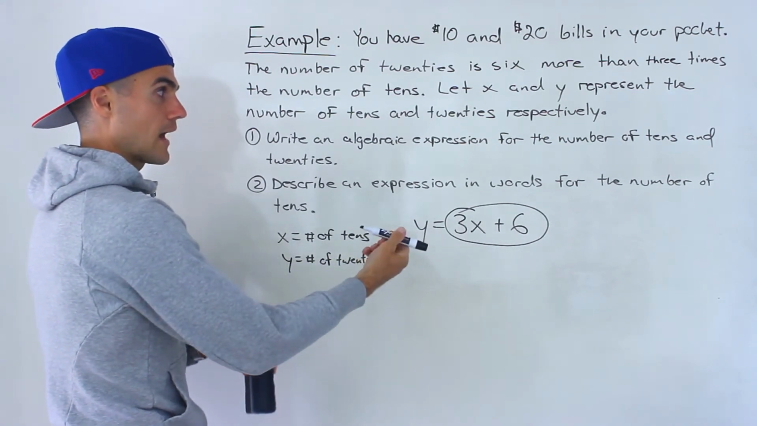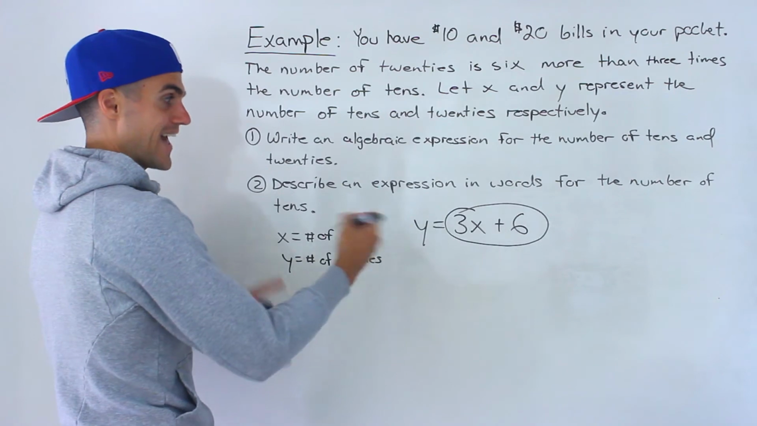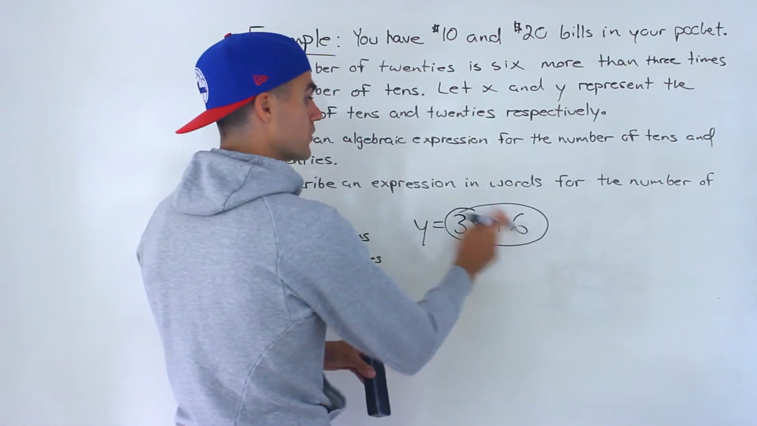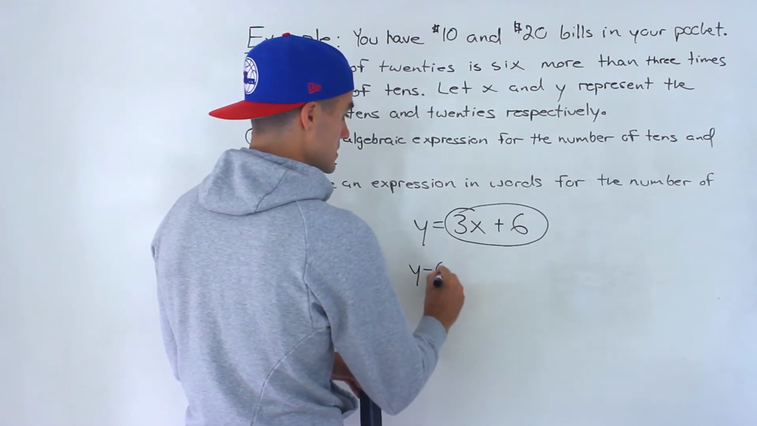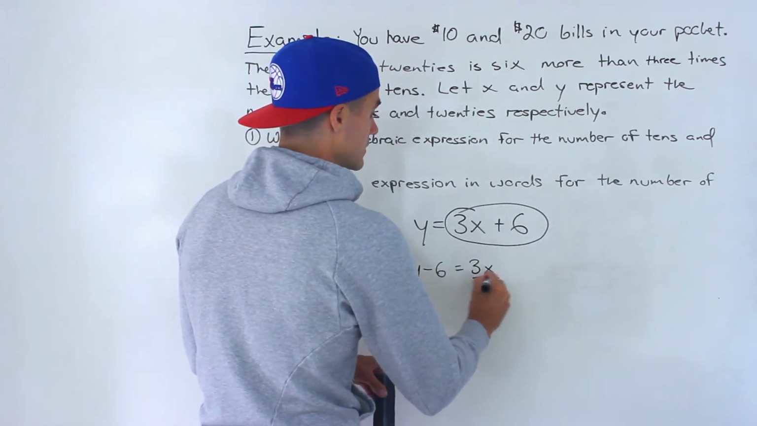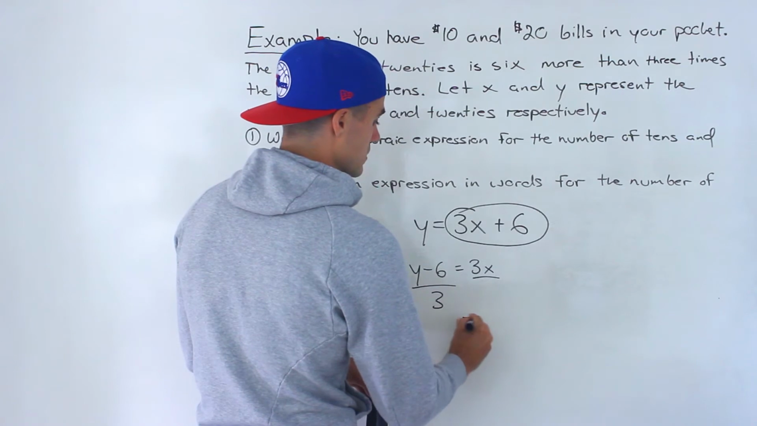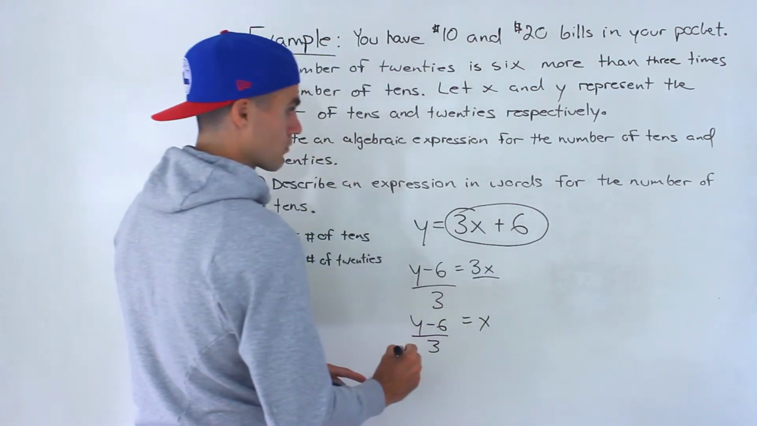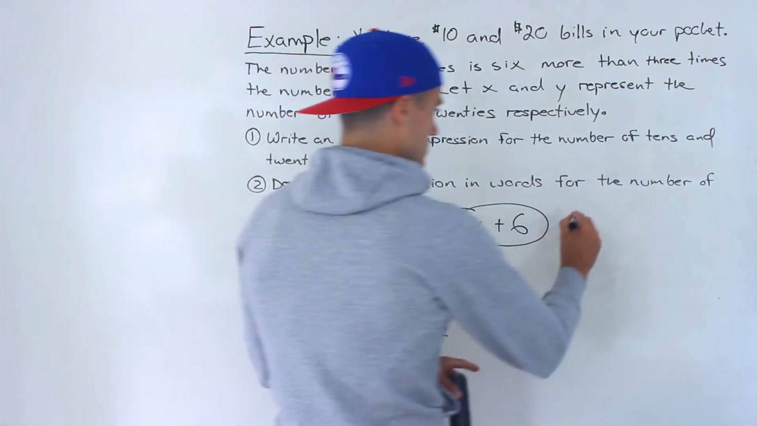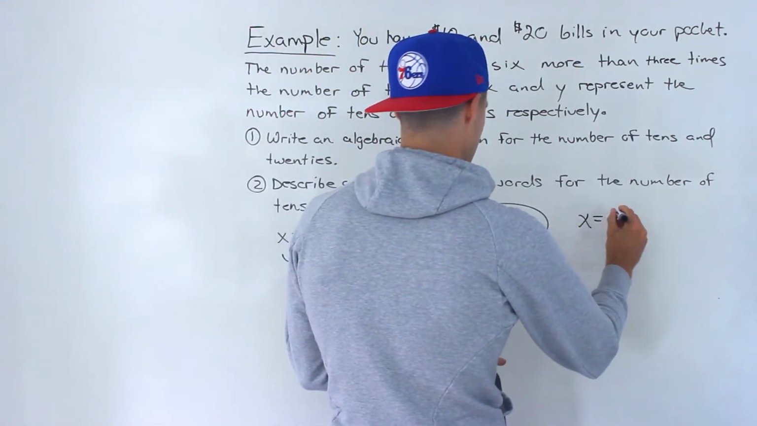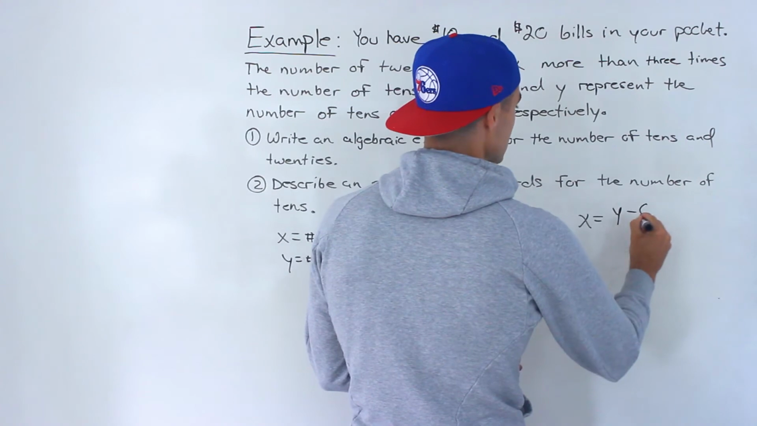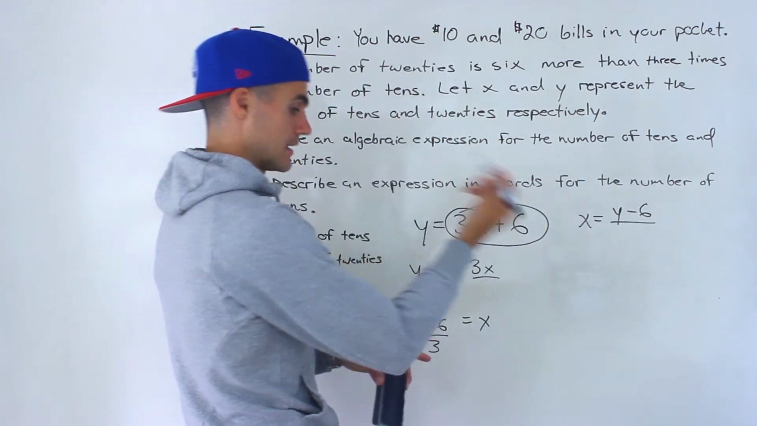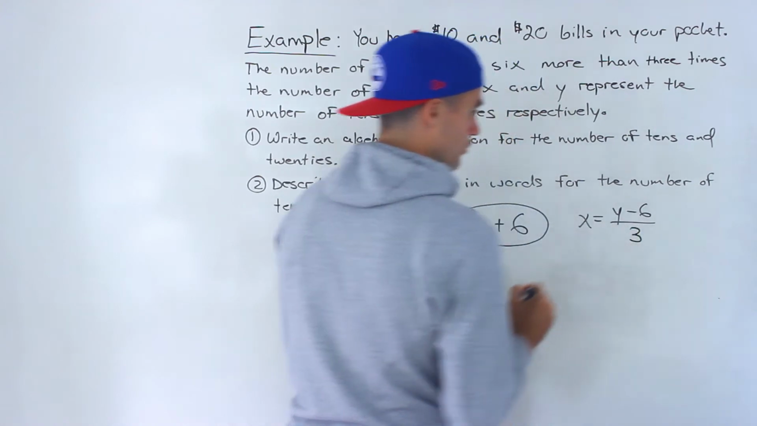And then if you want to get an algebraic expression for the number of 10s, you can just rearrange this and isolate for that x. So what we would do, we'd bring the 6 over, so we'd have y minus 6 equals 3x. Divide both sides by 3, so x would be (y minus 6) over 3. Okay, so I'm going to write that over here. So the number of 10s is y minus 6, so 6 less than the number of 20s, divided by 3, like that.